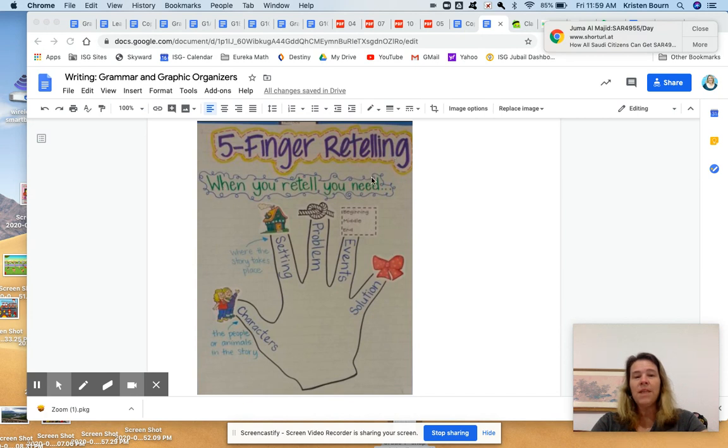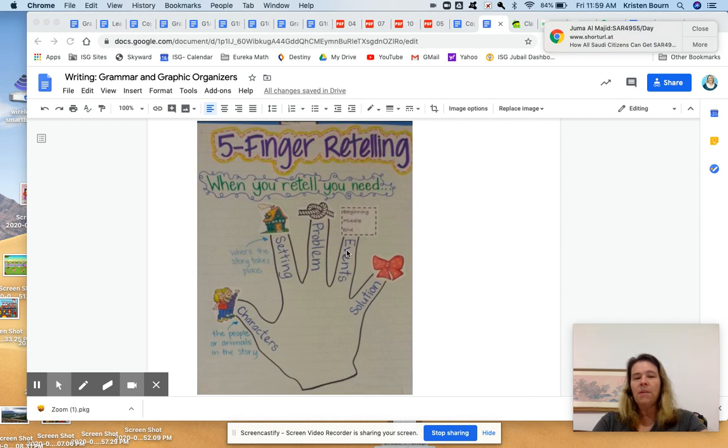Okay, when you retell, you need the characters. So those are the people or the animals in your story. You need the setting. Okay, that's where your story takes place, or when your story takes place. You need the problem. What happened to your character? What kind of trouble did your character get into?